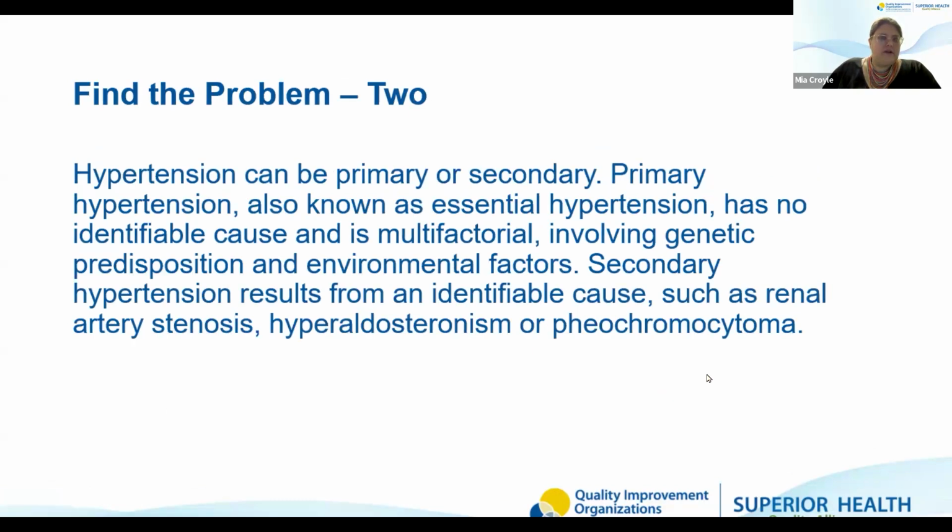Hypertension can be primary or secondary. Primary hypertension, also known as essential hypertension, has no identifiable cause and is multifactorial, involving genetic predisposition and environmental factors. Secondary hypertension results from an identifiable cause, such as renal artery stenosis, hyperaldosteronism. I can't even say those two highly technical words. We crammed a lot in there for you to find.